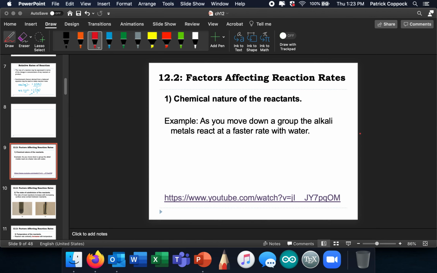About reaction rates. Now we're going to talk about factors that affect reaction rates. There are about 5 of them, so we're going to look at them one at a time. First of all, the chemical nature of the reactants affects reaction rates.